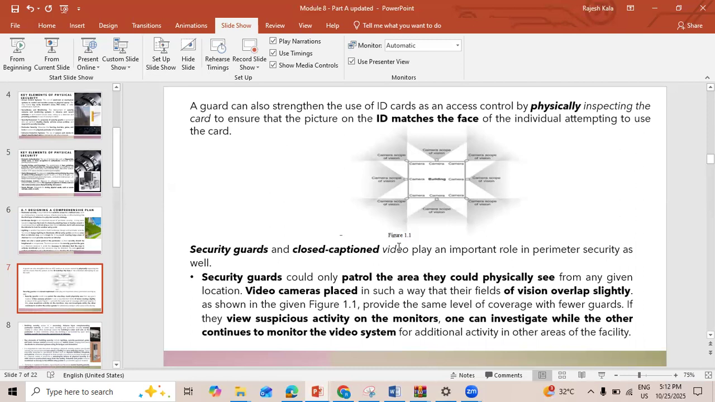One can go for the regular patrolling, another one will always watch the monitor where the CCTV cameras are connected. If any suspicious activity happens, anyone entering through that particular door or wall or jumping through the wall, the camera will record it, and the security guy will monitor it on that screen, go and check what's going on there, and immediately alert the other person.